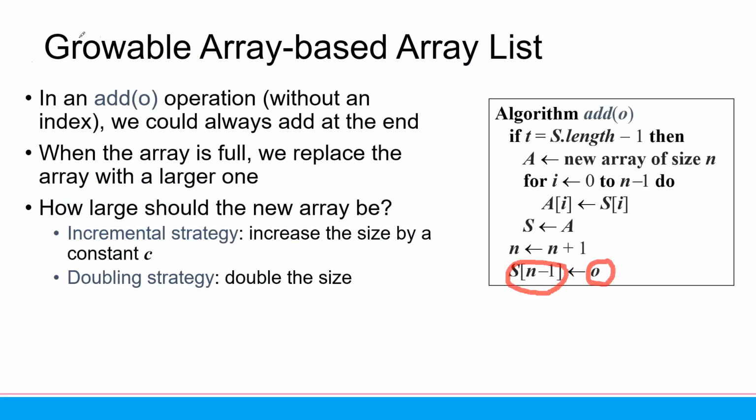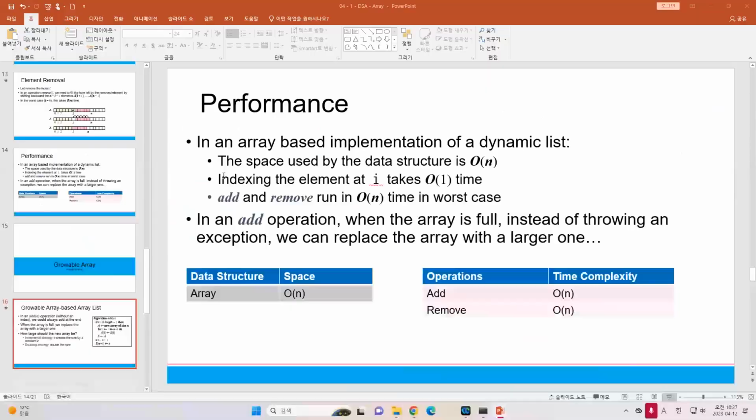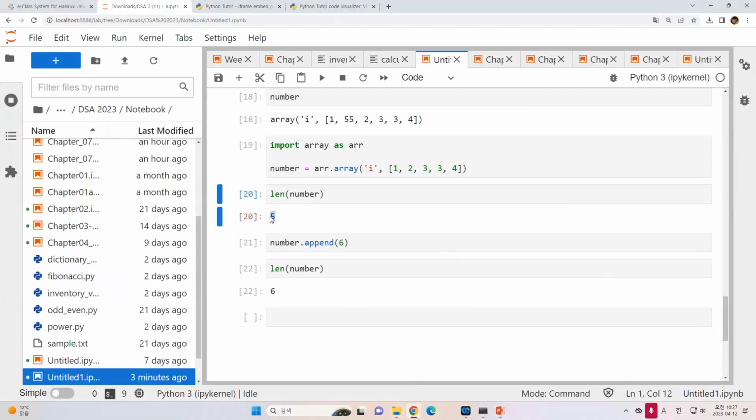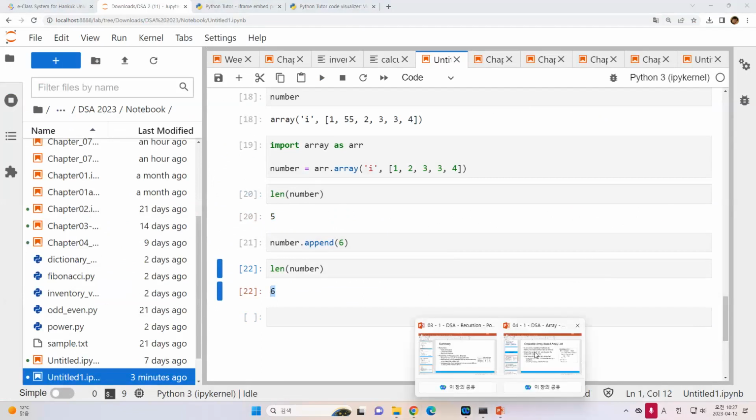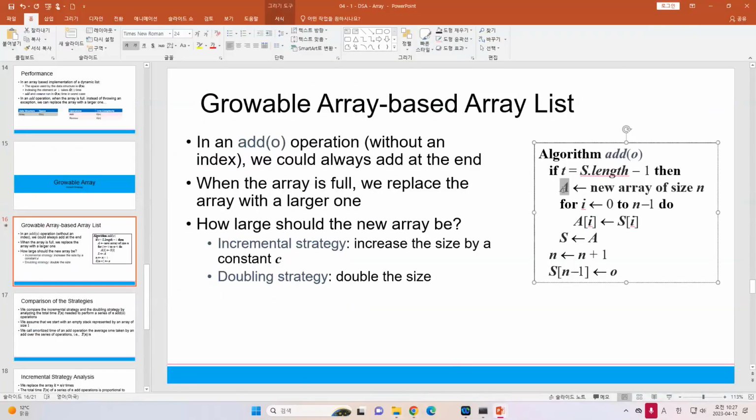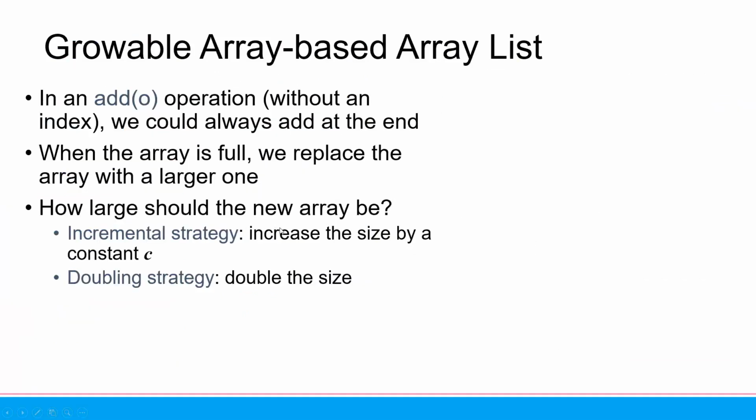Because at first, as you can see, we have the length 5. So if we want to make the array with 6, we need to make a new array. We want to grow A. So after we grow A, we replace S with the new A, and then the S at the ending index will be the new object, which is o. We can do this, but this is just adding by 1, adding by 1, adding by 1.